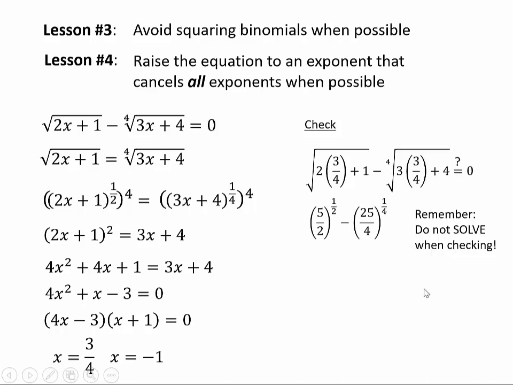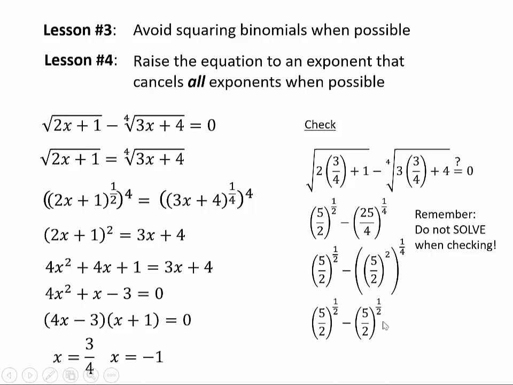So the PEMDAS rules say parentheses. I'm going to do the stuff inside the square root. That's a grouping symbol. Now I'm going to try to simplify this. So 25/4 is really 5/2 squared. And now I can work with these exponents here, right? That's really a 1/2. And these things match, which means I can subtract them and I get 0. So the first check is working out. Both sides get us 0. So x equals 3/4 is a solution.